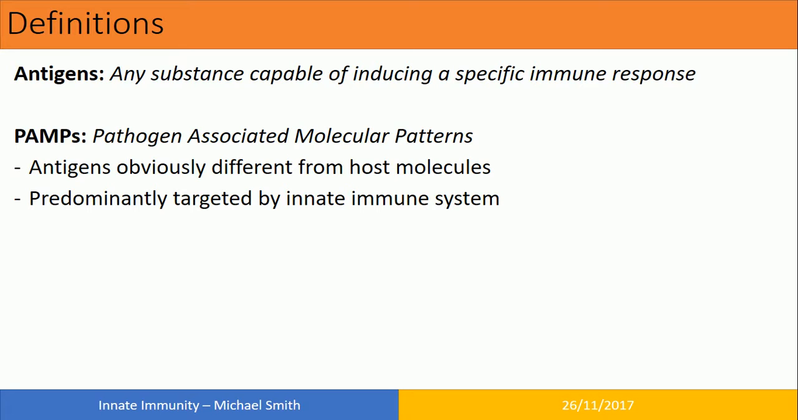Now, these are antigens that are very obviously different from our host, so they can be detected by the innate immune system very quickly as being different, and then that can be broken down using a more generalized response, and that's part of the innate immune system. We also have DAMPs, which are disease-associated molecular patterns and play a very similar role.